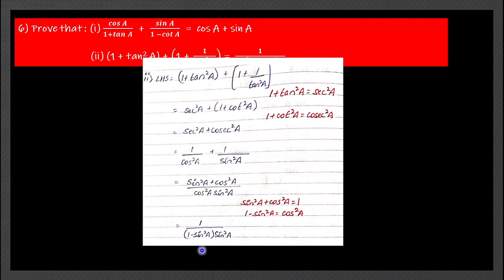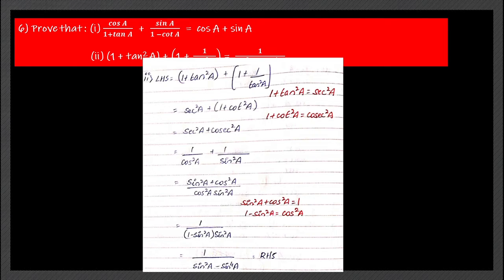The same substitution is done over here. So later on, sine square A, and if you remove the brackets, you will be getting it as 1 by sine square A minus sine 4A, which is equal to our RHS. Hence, we have proved this question. Hope you have understood this question. Moving ahead further.